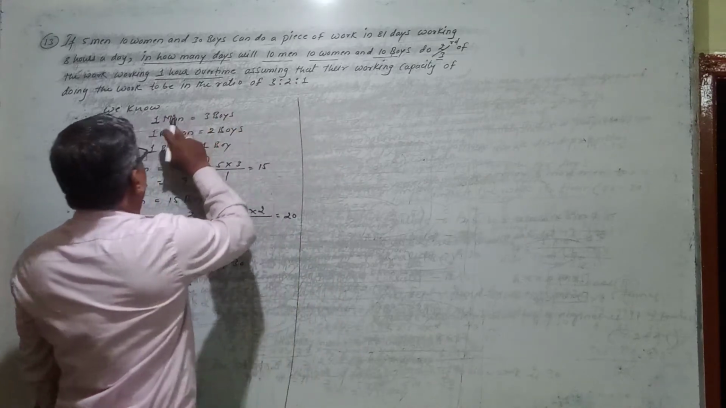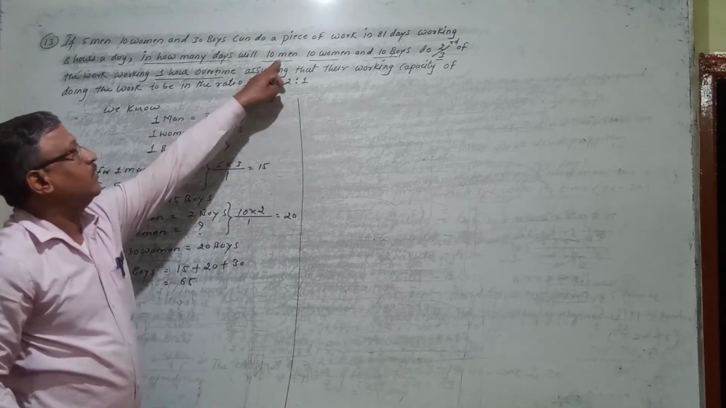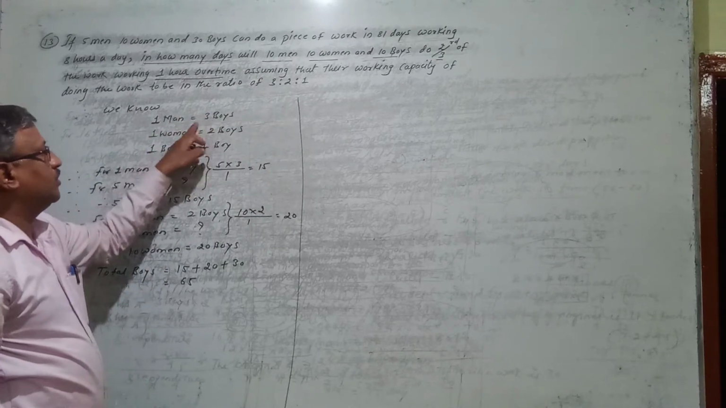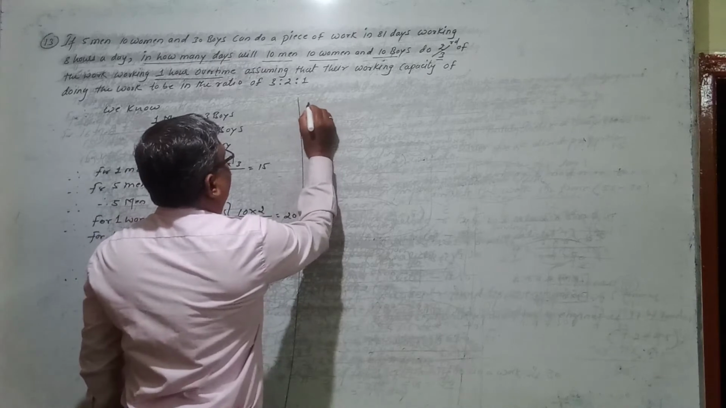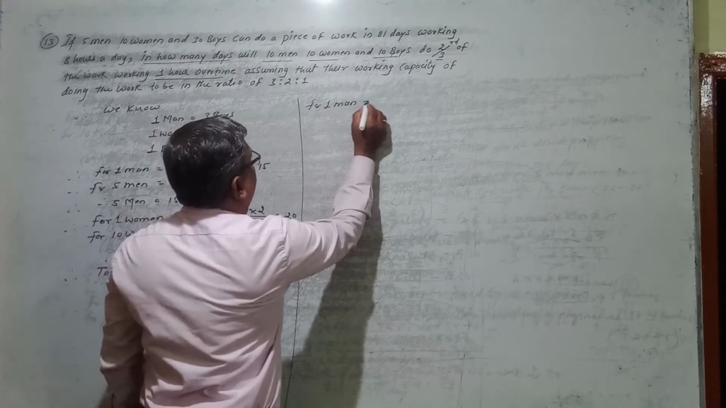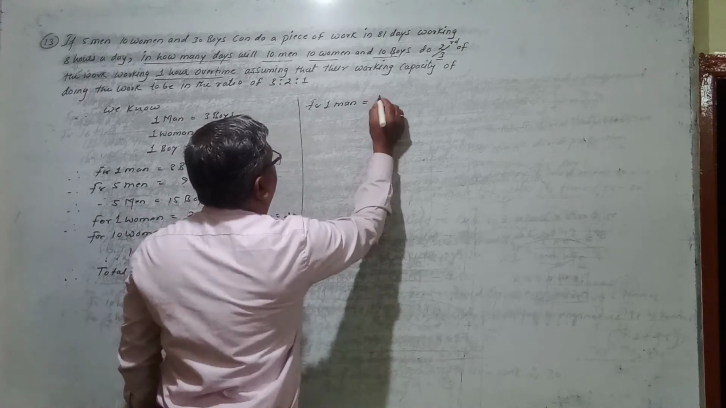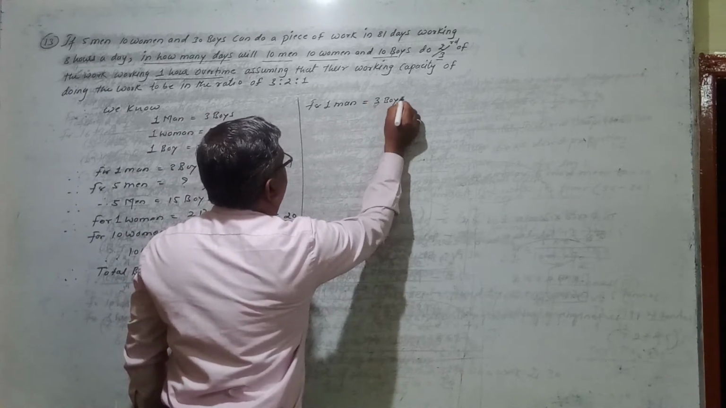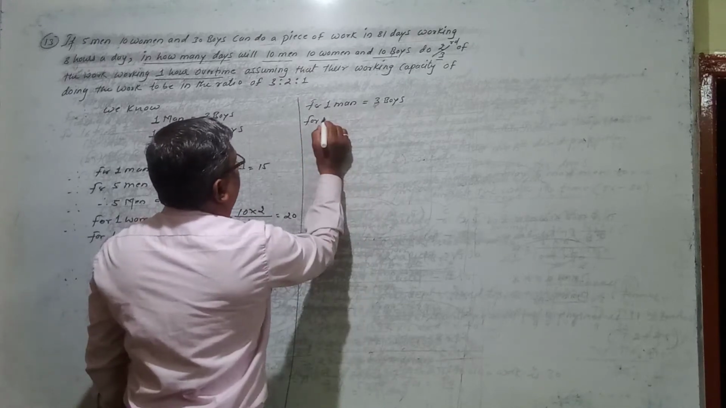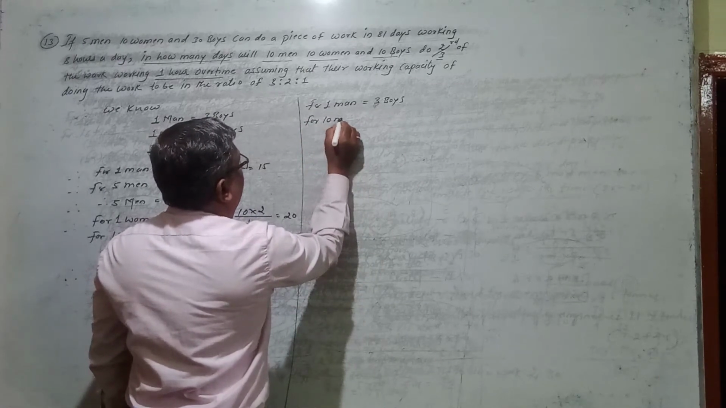Again, in place of 10 men, you have to find how many boys you have to employ. For that you have to use the first ratio. So the equation is: for 1 man, if 1 man is equal to how many? 3 boys. So you have to find for 10 men.